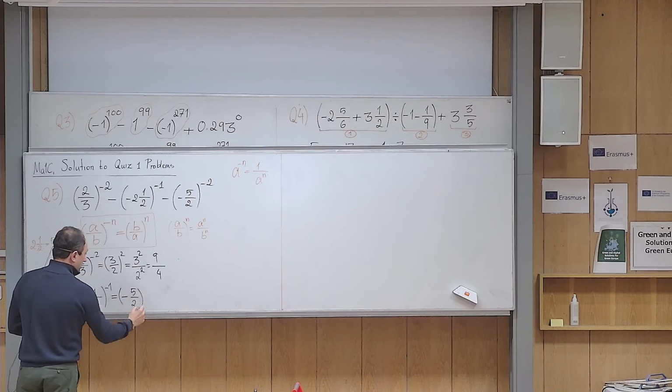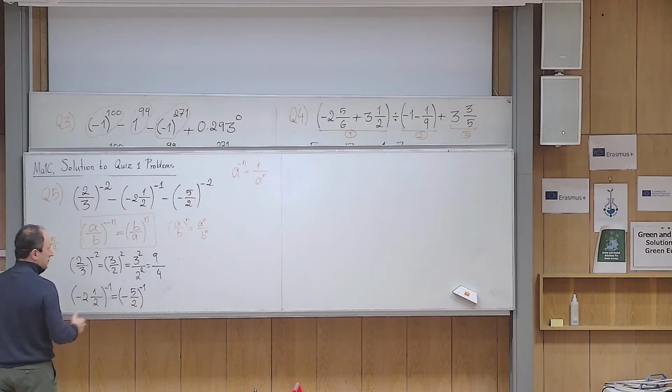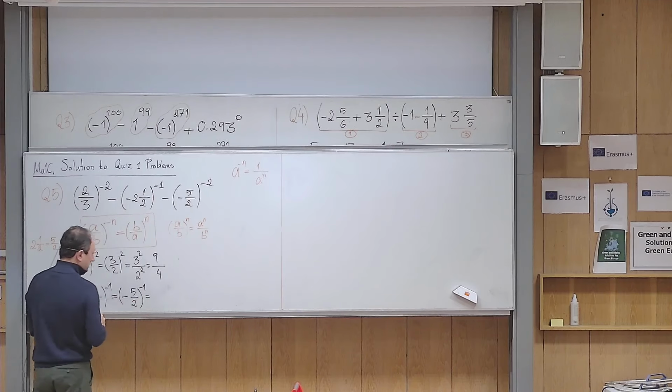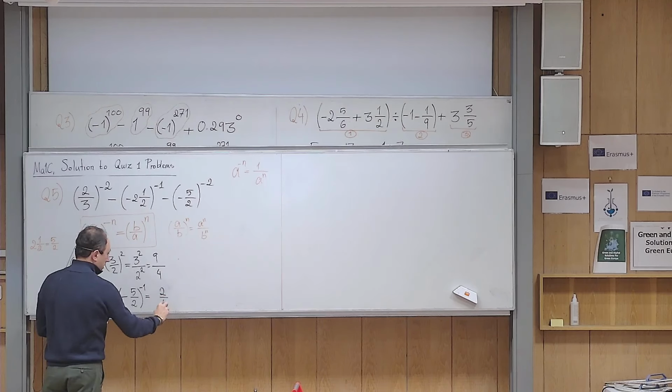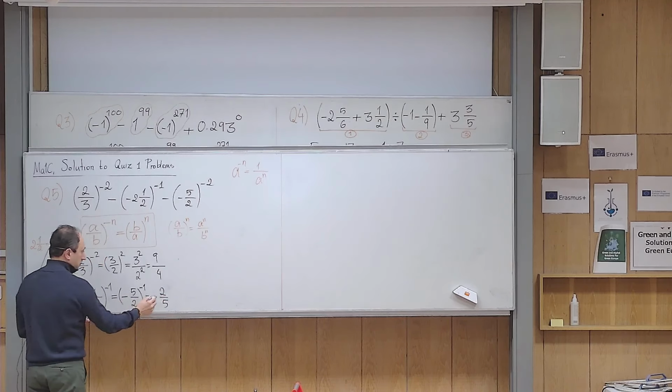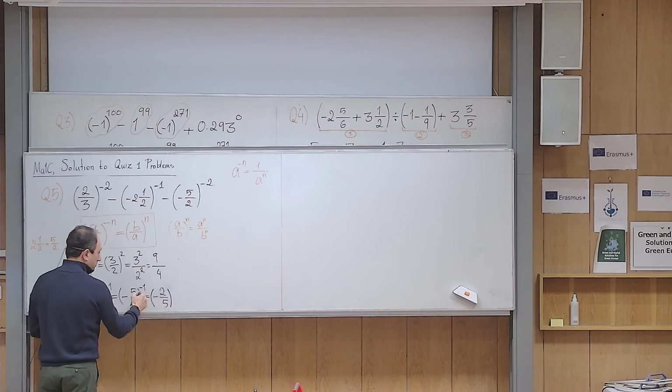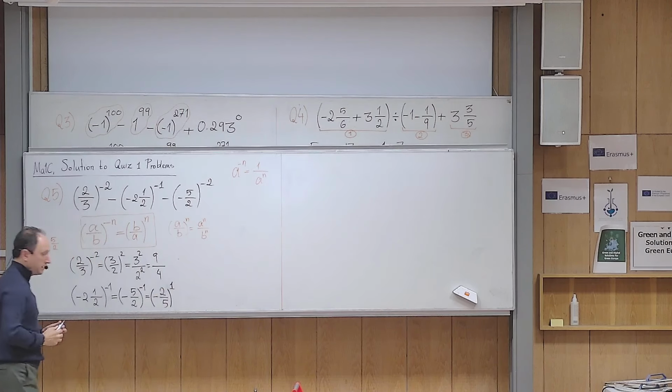Then I want to have minus 1. But again, I will use this rule. So what can I do? I can swap them. So it becomes 2 over 5. The minus sign is there. And then you make it positive 1. Yes? Okay, so we continue.